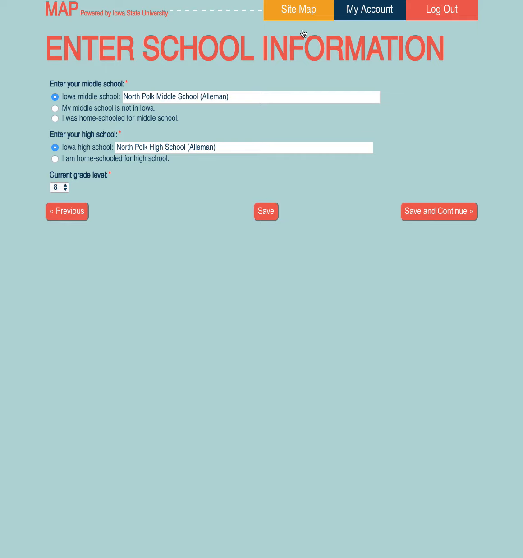Once the account has been created, MAP will ask the student to identify the middle school they are currently enrolled in and their intended high school. This allows the system to automatically load your high school's course offerings based upon the most recent winter student reporting in Iowa data.